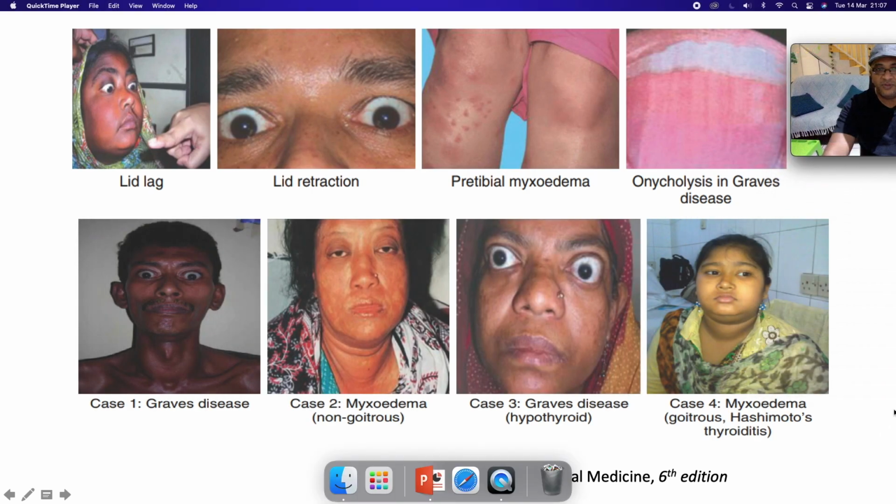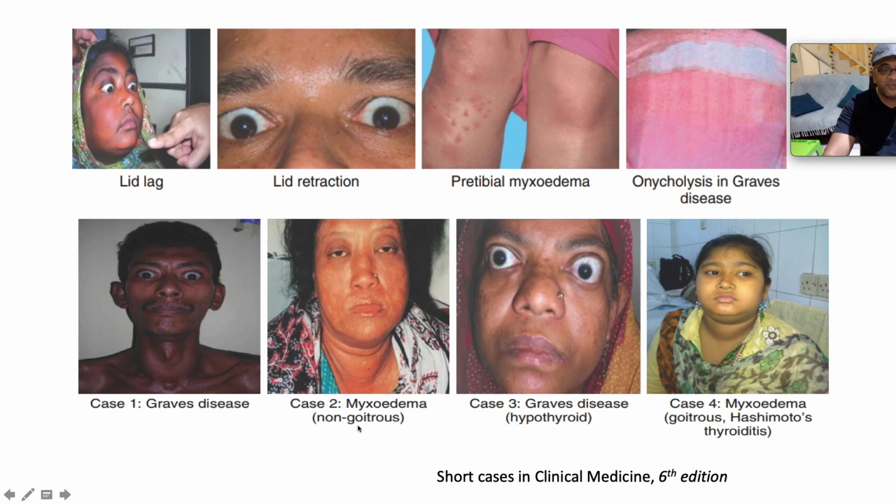Alrighty, more and more pictures. Here's Graves' disease. We've seen this in our clinical case. This is myxedema, non-goiter. So there's no goiter, but the patient just looks apathetic, with loss of the outer third of the eyebrow, and the face looks puffy. This is Graves' disease, the hypothyroid phase, and this is myxedema.